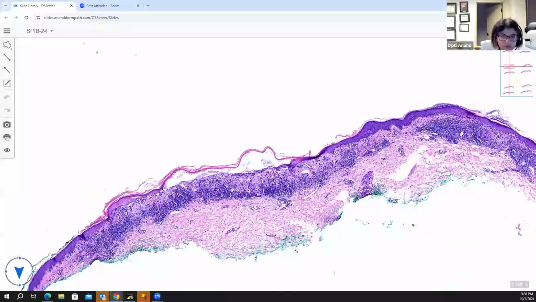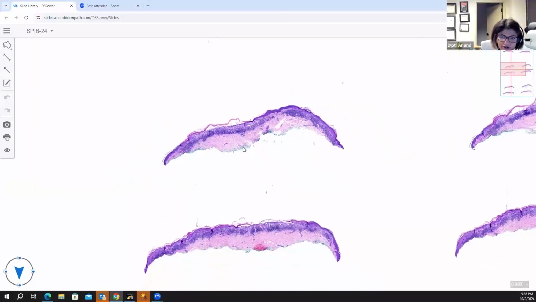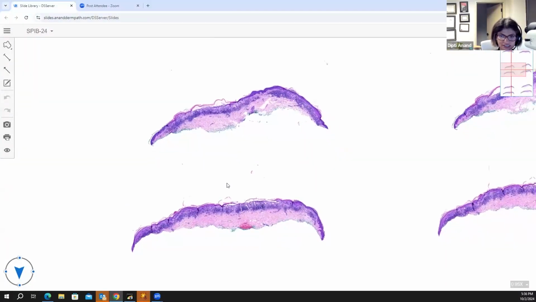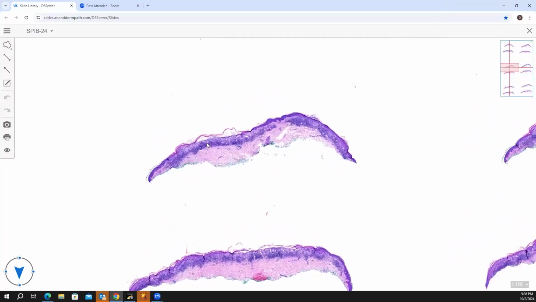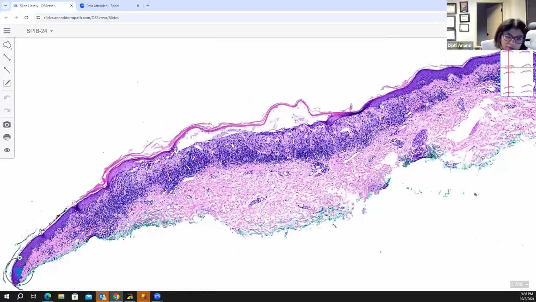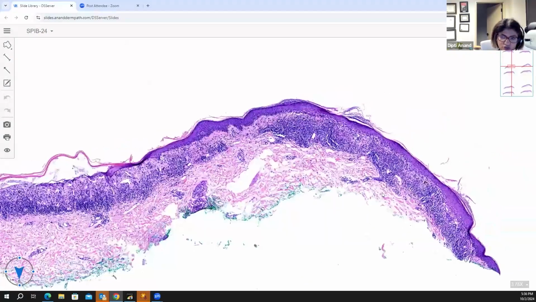This is bullous LP. So see, the low power is so beautiful. Everybody recognizes the lichenoid infiltrate at low power, and then you see the blister. So the base of the blister in bullous LP will have that lichenoid inflammation, and also adjacent to it.